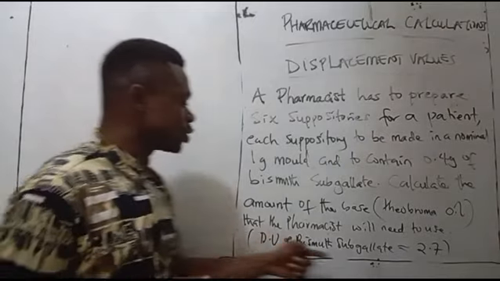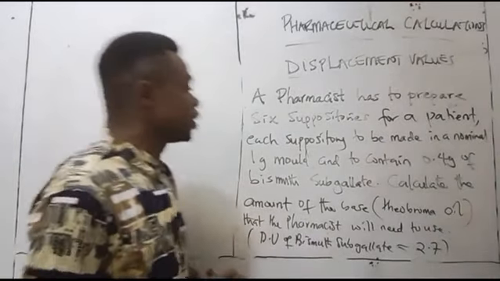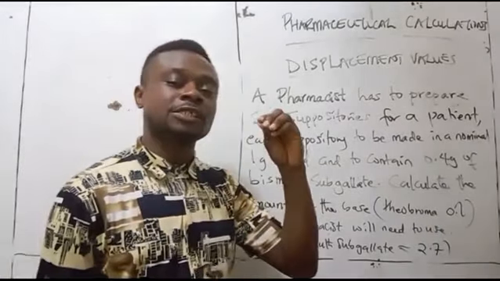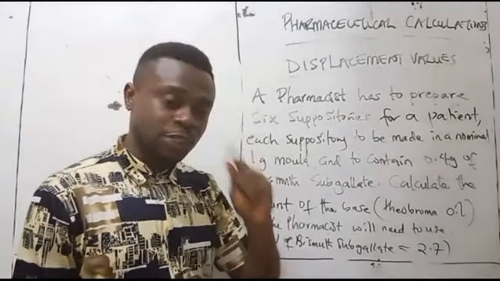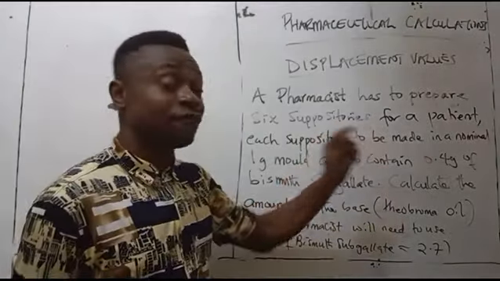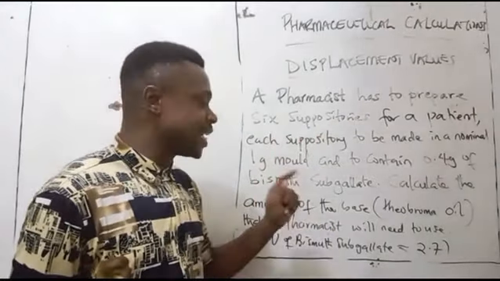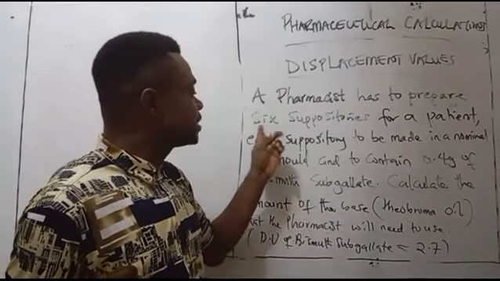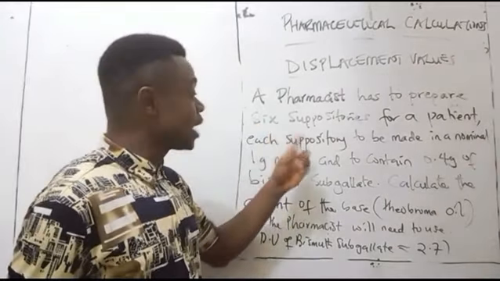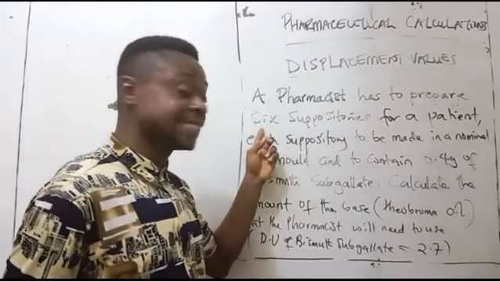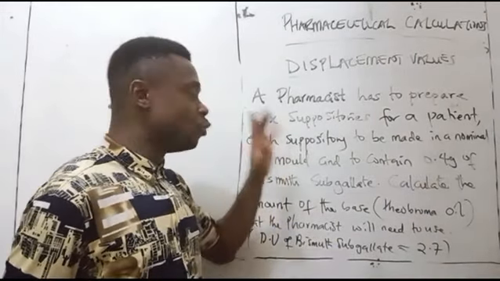Displacement value of bismuth subgallate is 2.7. Okay, so if you look at this question, one suppository should contain 0.4 gram of bismuth subgallate. But we are preparing 6 suppositories, so we calculate the amount of bismuth subgallate that will be in the 6 suppositories. After that, we keep that one.